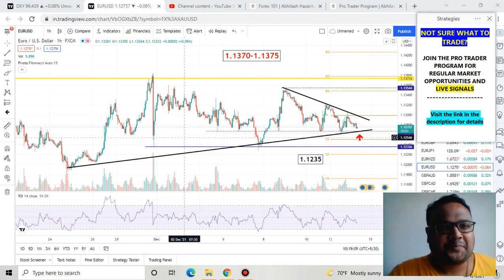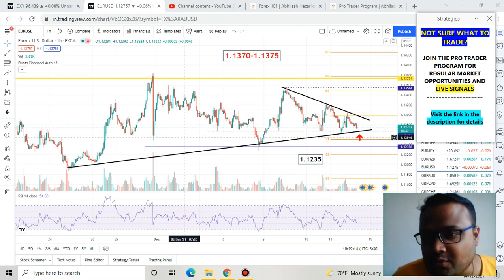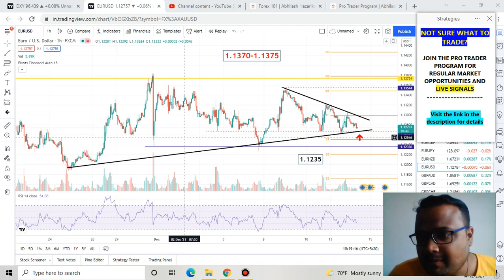So let's get started. This is the 1 hour chart, not the 4 hours. This is the 1 hour chart of Euro USD in front of us. Right now market is trading at 1.1275. This is the current market price.